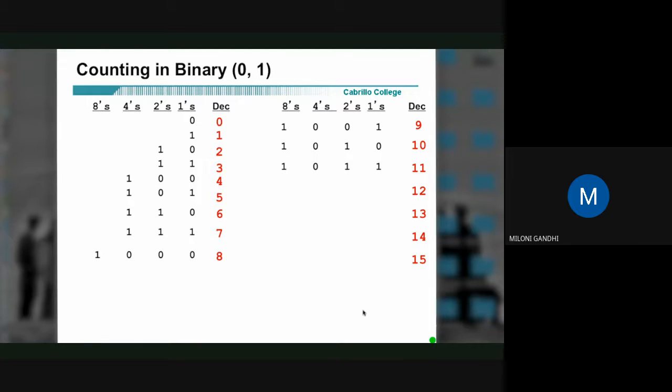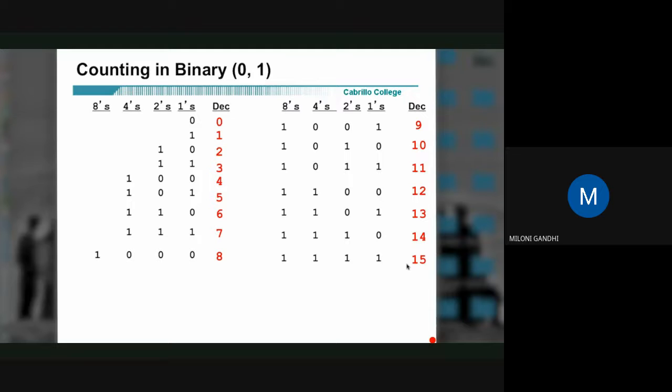11, 12, 13. So 13 is 1 in the 8s plus 1 in the 4s is 12, plus 1 is 13. 14, 15. 15 is 1 in the 8s plus 1 in the 4s plus 1 in the 2s plus 1 in the 1s. 8 plus 4 plus 2 plus 1 is 15.